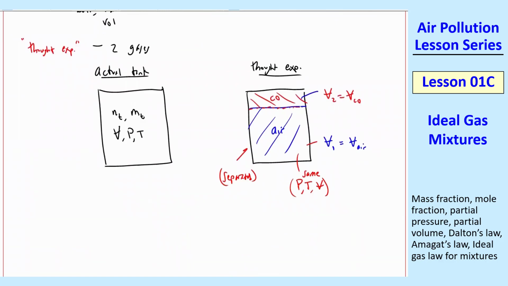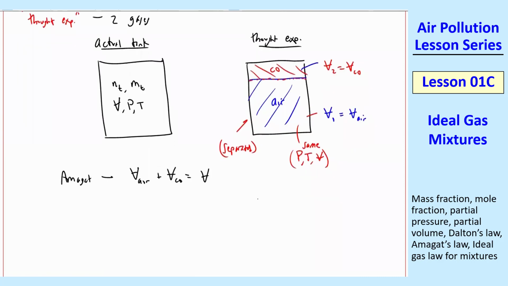If I suddenly slid some kind of a barrier between the air and the CO, suddenly I have this air, and that's the volume that the air occupies at the same pressure and temperature of the original tank. So what Amagat says is that V air plus V CO equals V. Generally you can put a T there, V total, but I'll just use V as the bulk or the total volume.